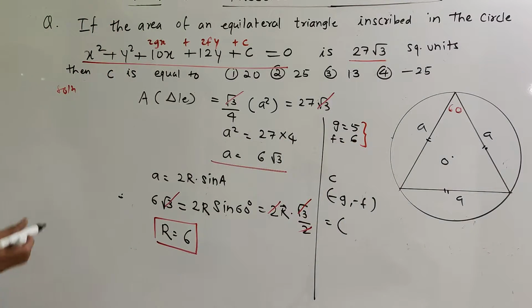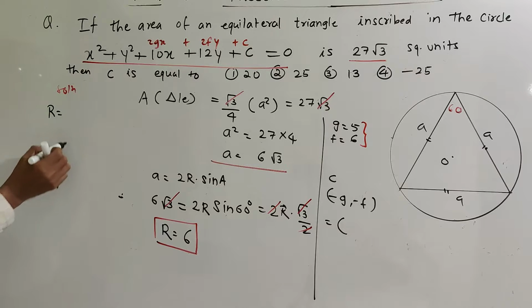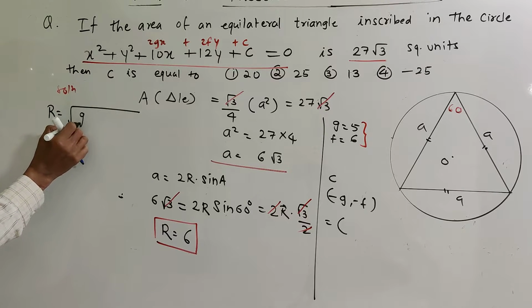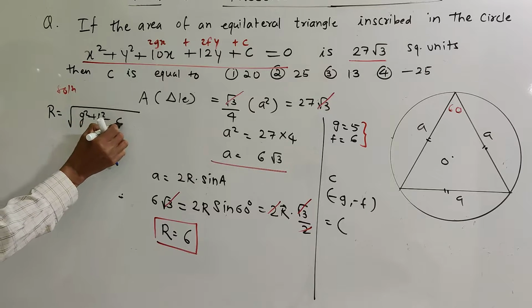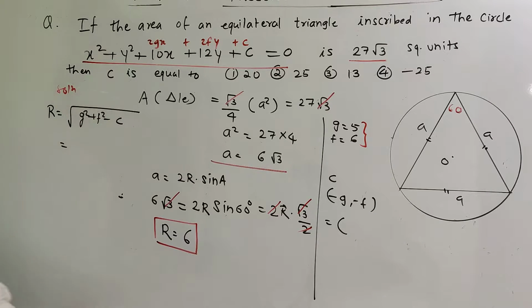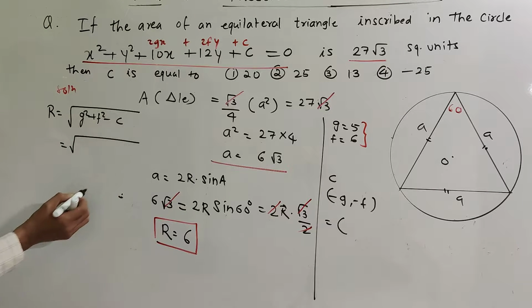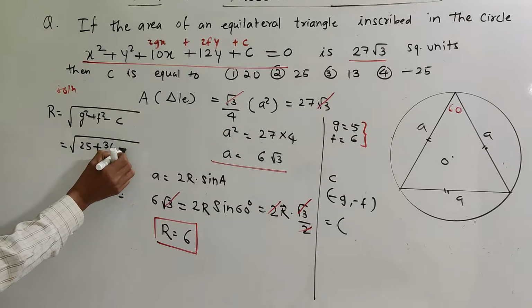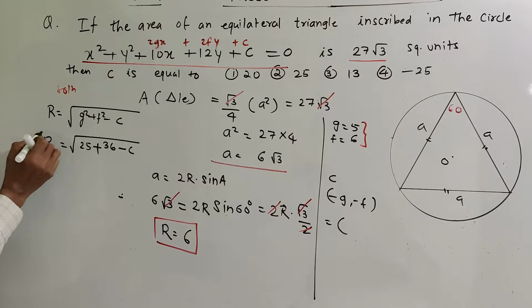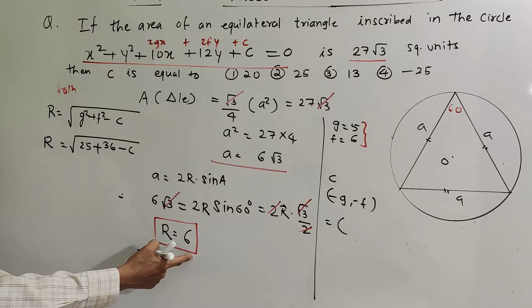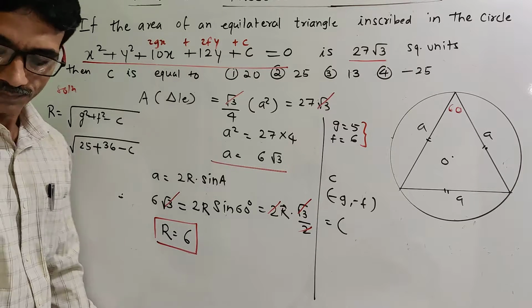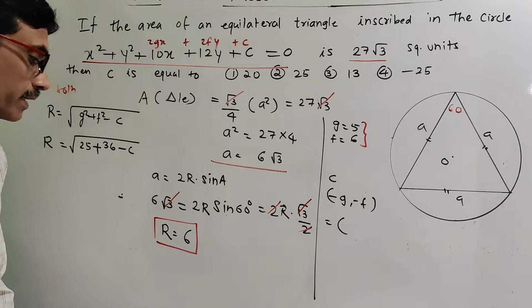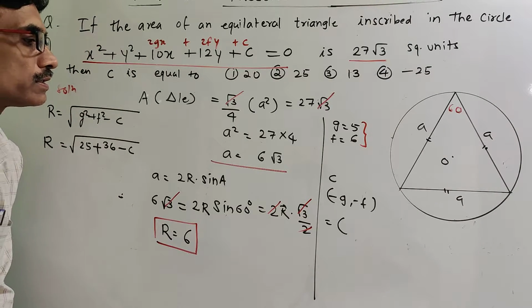The radius is given by capital R, which is the root of g² + f² - c. G is 5, f is 6, so 25 plus 36 minus c, that is equal to the radius. But the radius is known to us, it is 6, so we substitute the radius and we can get c.